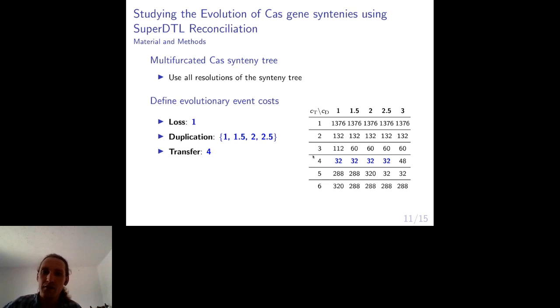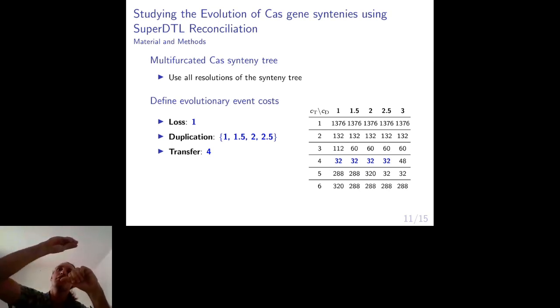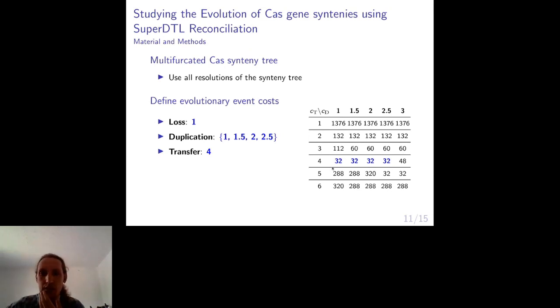And we see that it's for cost of transfer for 4 and several costs for duplication. We have the lowest number of solutions, and we analyze in detail this result, and we see not a lot of difference. Most of them is due to sometimes the position of a transfer when you have a speciation followed by the loss. Sometimes the transfer is before or after this node.